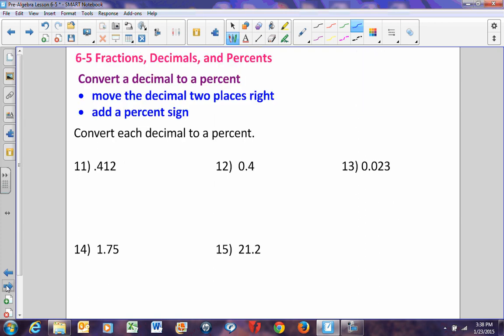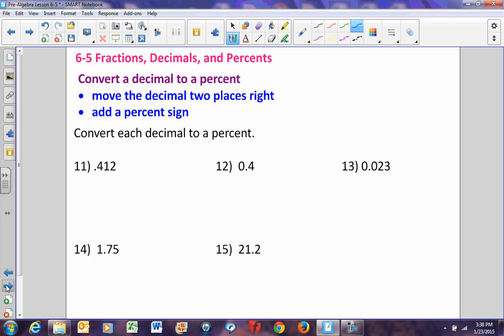If we need to convert a decimal to a percent, we just converted a percent to a decimal, so if converting a percent to a decimal meant we had to move the decimal point 2 places to the left, converting a decimal back to a percent means we're going to move the decimal point 2 places to the right. The hardest thing for people to remember is which one goes which way. Percent to decimal, left. Decimal to percent, right.